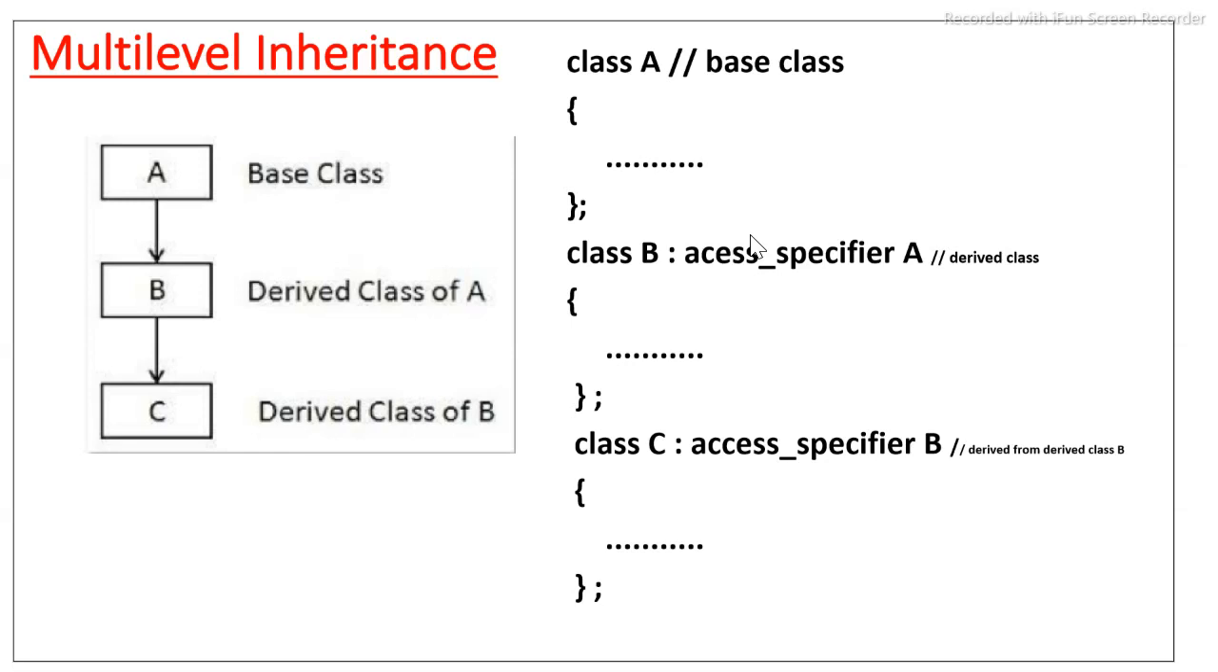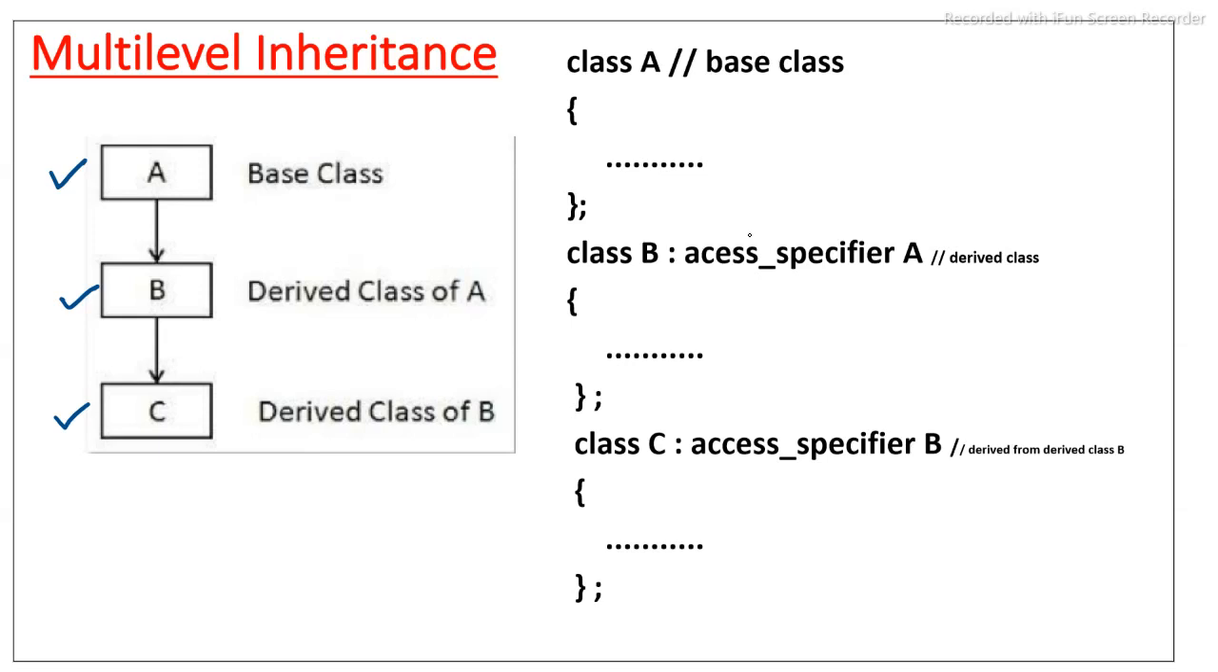Here there is a base class present, which is denoted as A. Base class name is A here, from where a class is being derived, which is termed as class B, and from class B again another class has been derived, that is class C. So we can say that this kind of inheritance is present level-wise. In multiple levels we have depicted the inheritance.